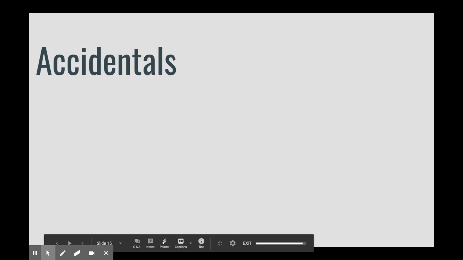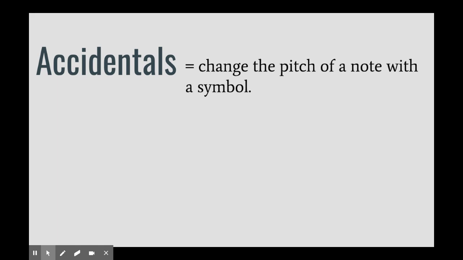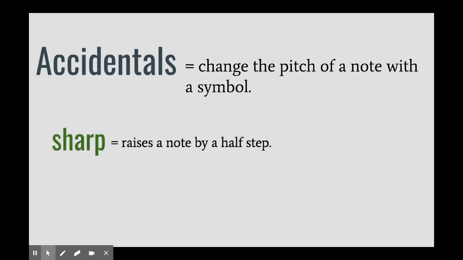For part 2 of our note naming activity today, we're going to talk about accidentals. We're only going to talk about 2 of the 5 accidentals today. An accidental changes the pitch of a note with a symbol. A sharp raises a note by a half step, and it looks like this. Kind of looks like a hashtag or a number sign. The way I like to remember this is that it looks pointy and sharp.